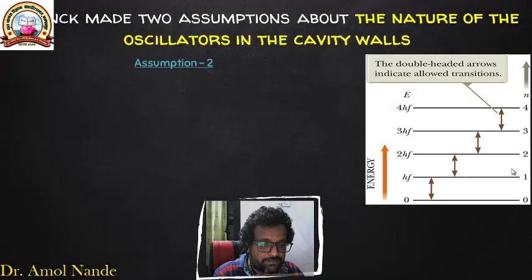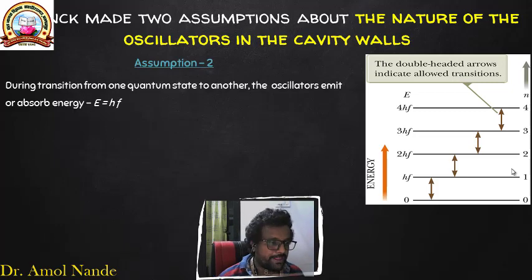3 and so on. In the second assumption, he constrained the electron to jump between particular energy states. According to him, when there is an actual transition between two energy levels, the oscillator emits or absorbs a certain amount of energy, and that amount of energy is fixed, and that is E is equal to hf.